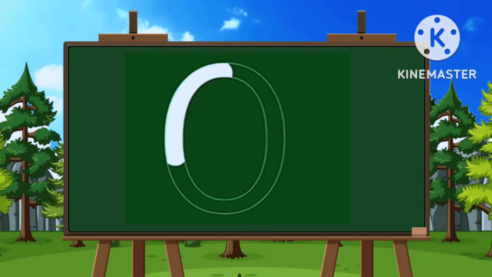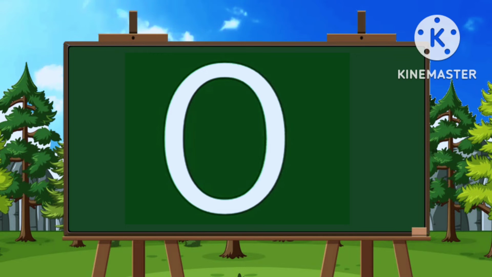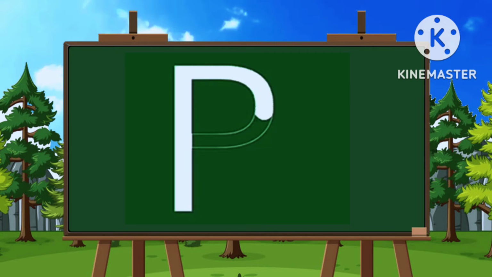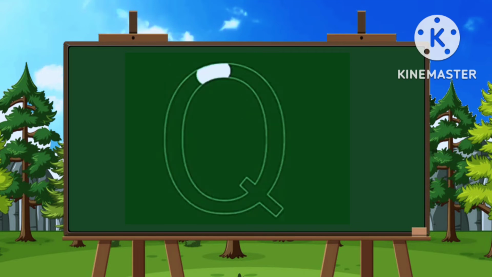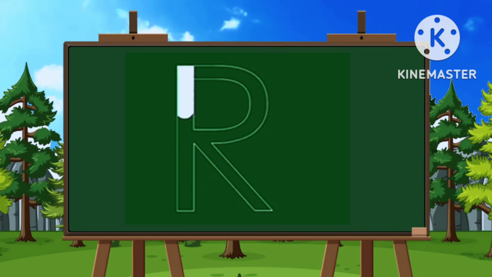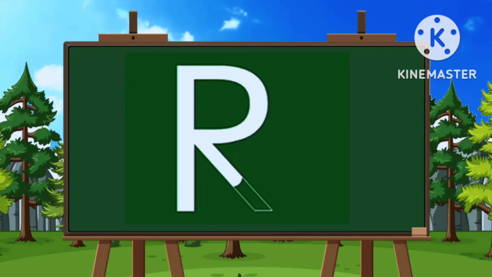O. You make it like a oval circle. P. Standing line, make half a round till middle. Q. You make a O and then make small slanting line at the bottom. R. Standing line, make a curve like P and then a slanting line down.